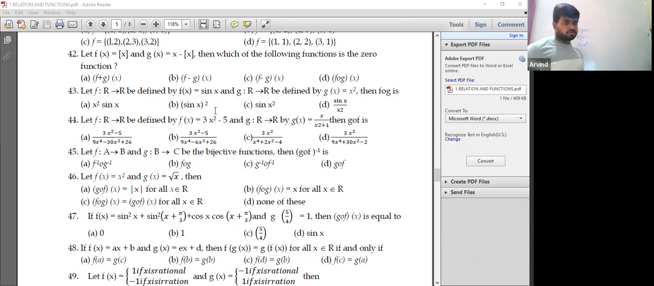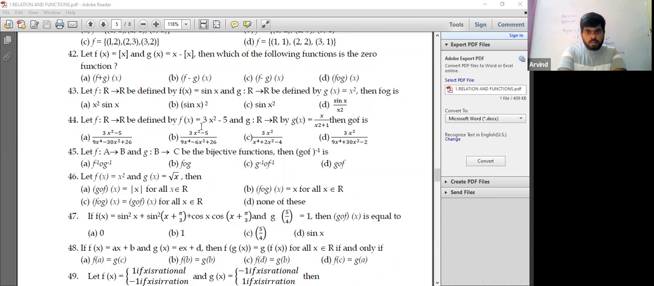There is a big difference between sin x square and sin x the whole square. Sin x the whole square means sin x into sin x, sin x multiplied twice. Sin x square means only the x is multiplied twice, x into x, sin of x into x. So you have to be very careful. So option B is not the correct answer. Option C is the correct answer. Even some of you said it.